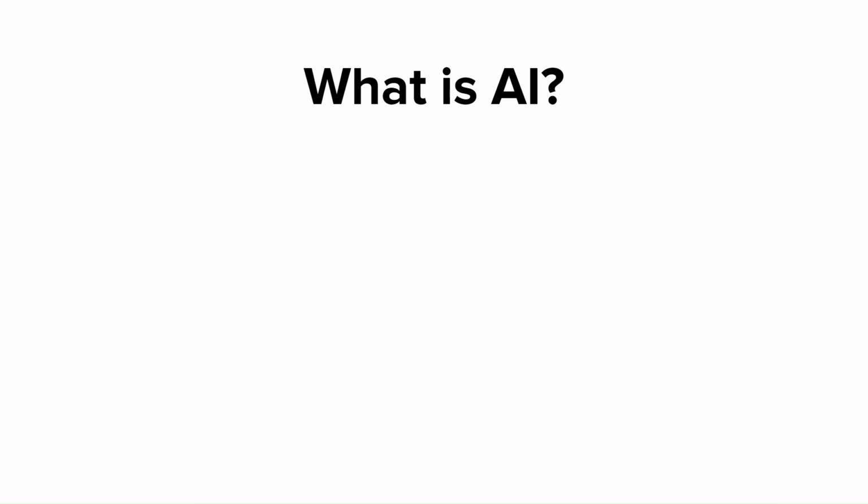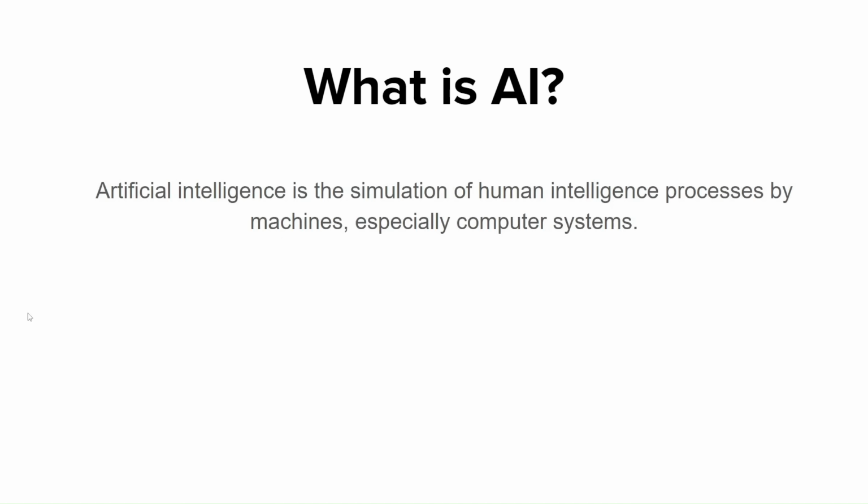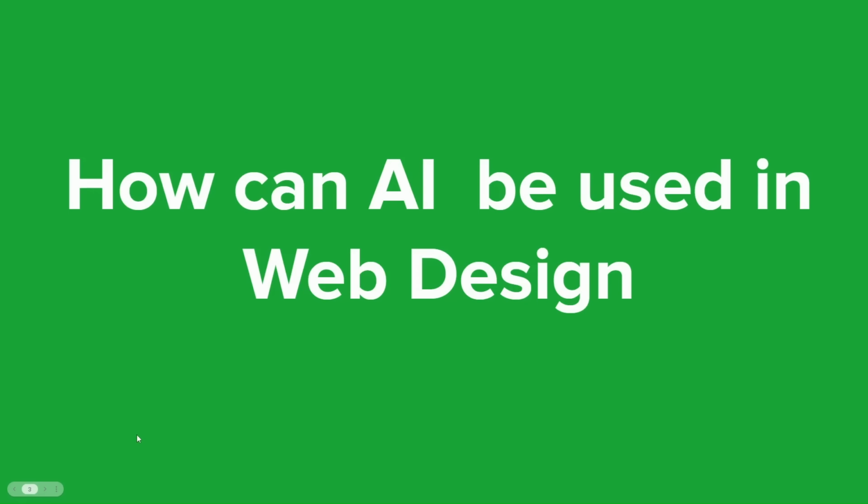So first things first, what is AI? Put simply, AI, or artificial intelligence, is the simulation of human intelligence processes by machines, especially computer systems. AI is becoming increasingly popular in the field of web design, and AI can be used to automate various aspects of web design, including layout, color selection, font selection, and even content creation. So to explain a little bit further, here are some ways that AI can be used in web design.